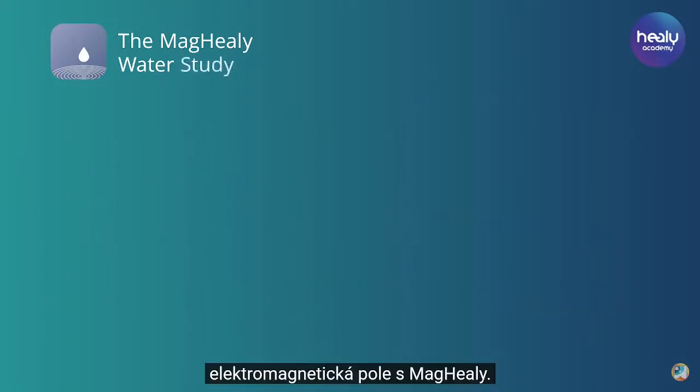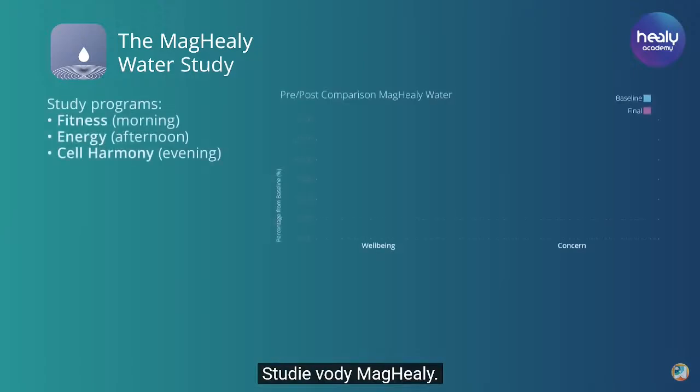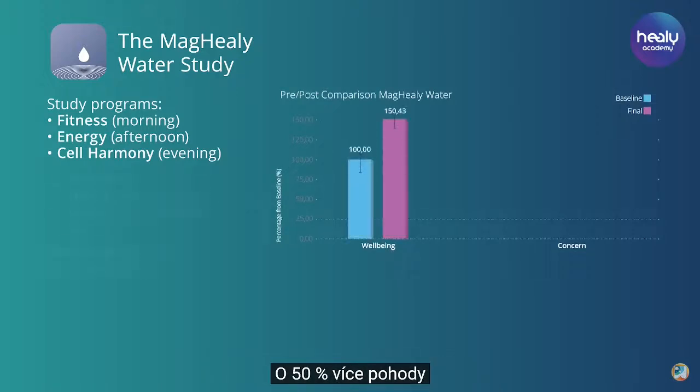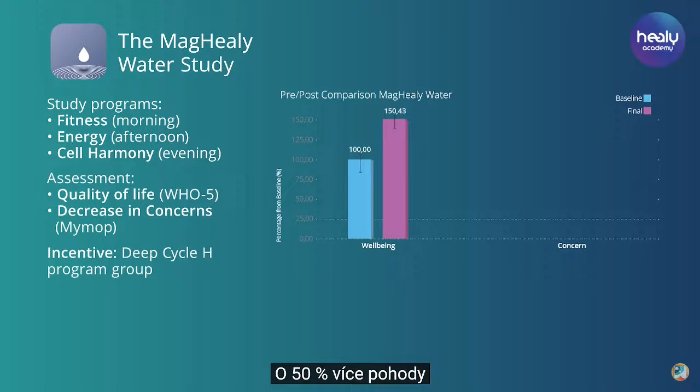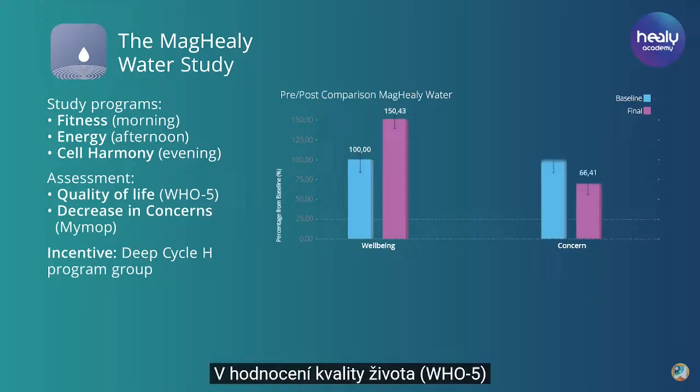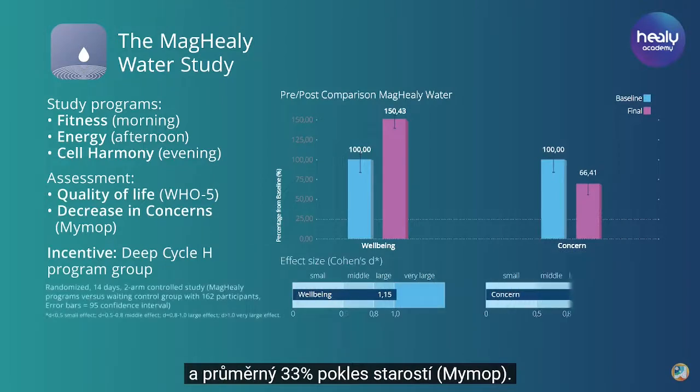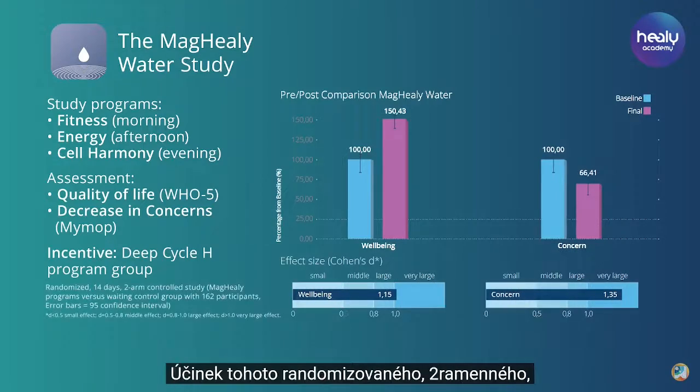Maghealy Water Study. In a study of the Maghealy water program's fitness, energy, and cell harmony, participants had an average 50% increase in well-being on the Quality of Life Assessment, WHO-5, and an average 33% decrease in concerns, MOP. The effect size of this randomized, two-arm controlled study of 162 participants was very large for decrease in concerns.